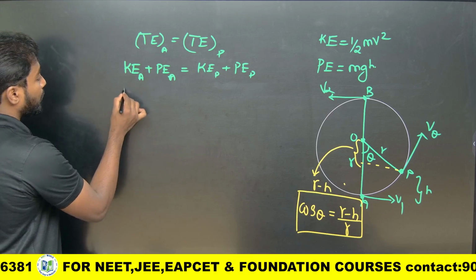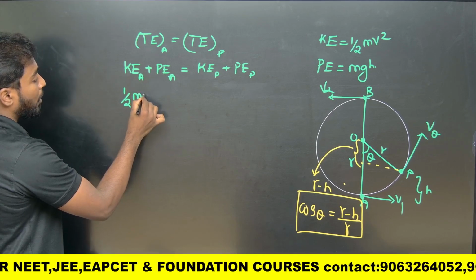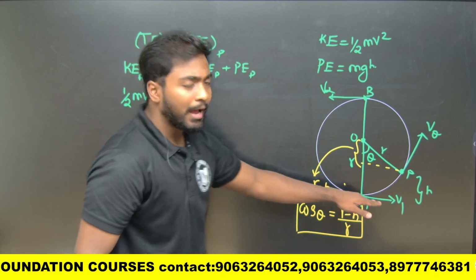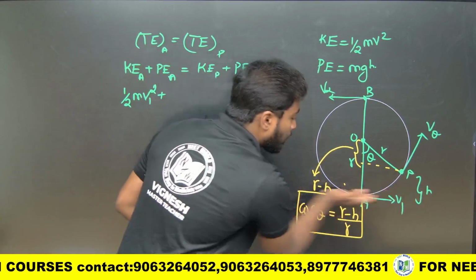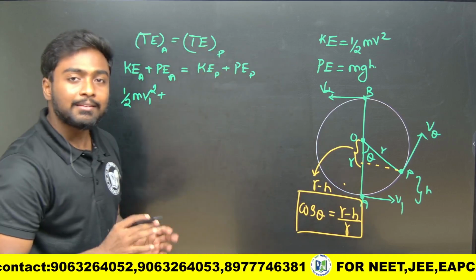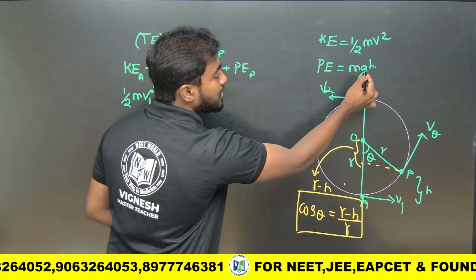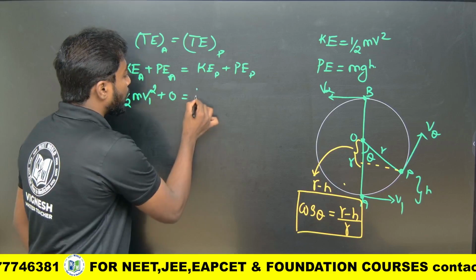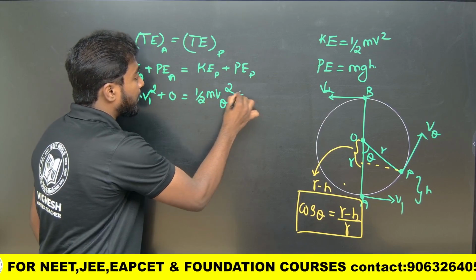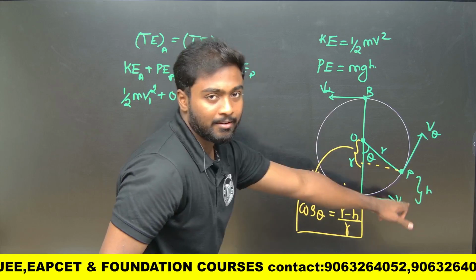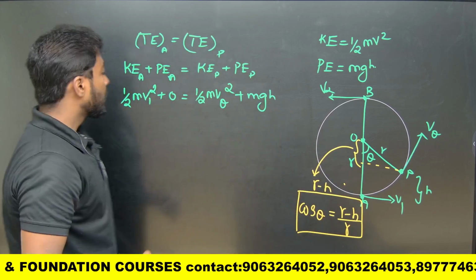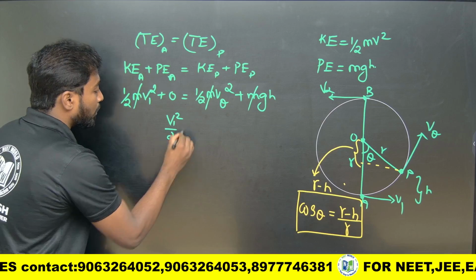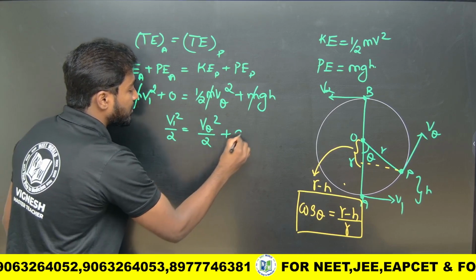Now the kinetic energy at A is half m v1 square, where the velocity is v1, plus the potential energy. For A, A is the ground level, so the height will be 0, so mgh is mg into 0, which is 0. This equals the kinetic energy at point P, half m v theta square, plus the potential energy at point P, where the height is there, mgh. We can cancel m on both sides, so v1 square by 2 is equal to v theta square by 2 plus gh.